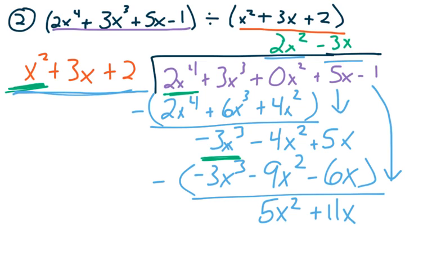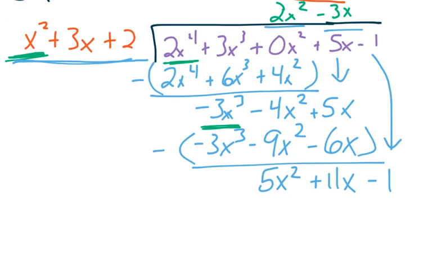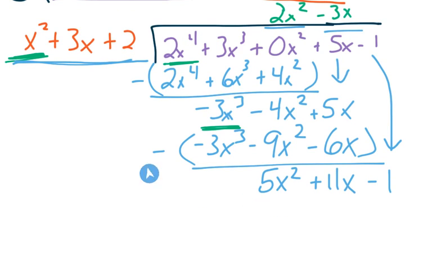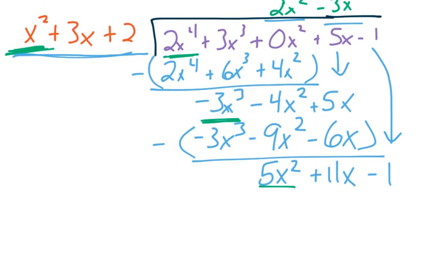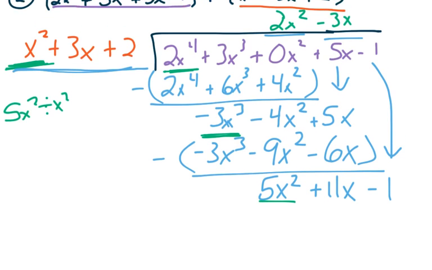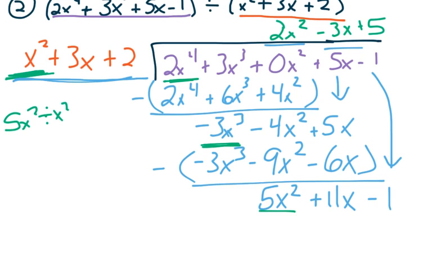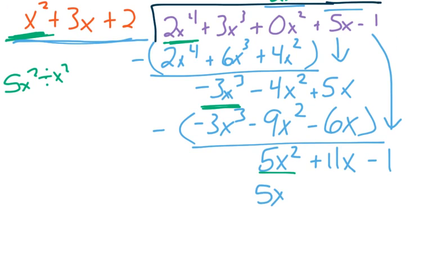And then once I'm done subtracting, I can bring down my minus 1 at the end. Okay, so now the degree here is 2, the degree here is 2. I can keep going. Plus, I have space here. That's how I know I can keep going. If I still have space on the end of my dividing bracket, I can keep going. So take your biggest term here, 5x squared, divided by the biggest term there, x squared, leaves me with positive 5. Now I'm going to multiply 5 by everything out here. 5 times x squared is 5x squared. 5 times 3x is 15x, and 5 times 2 is positive 10.